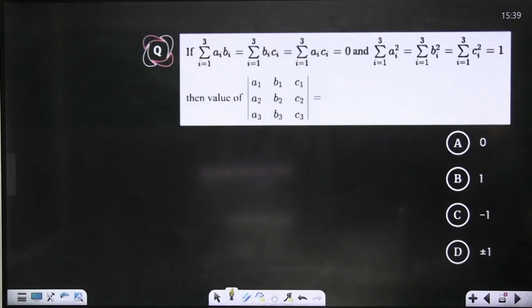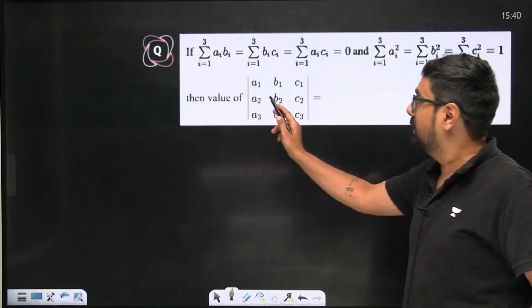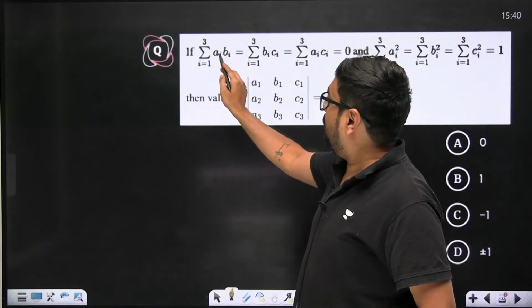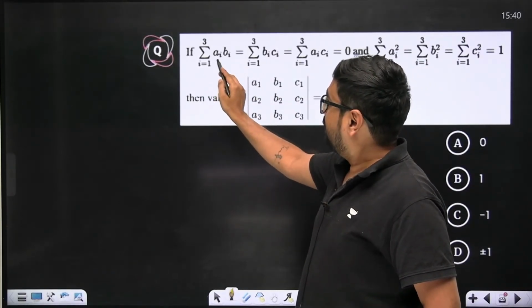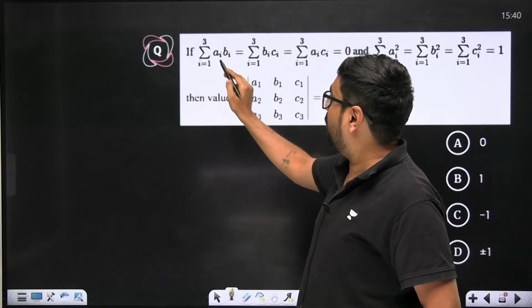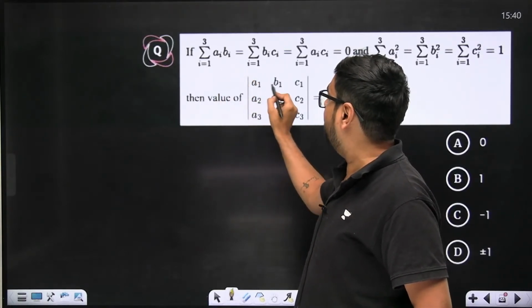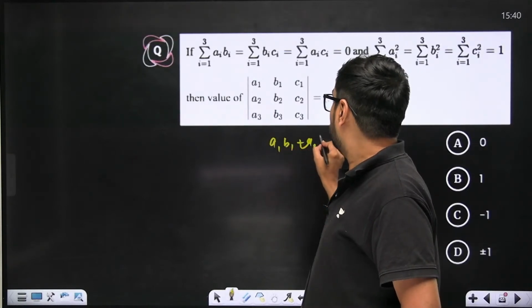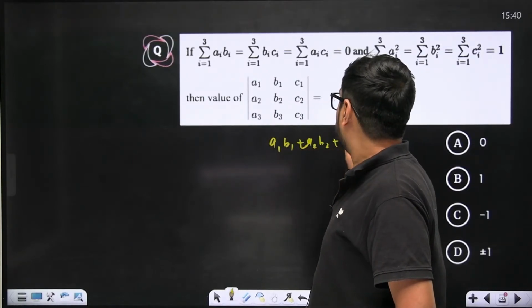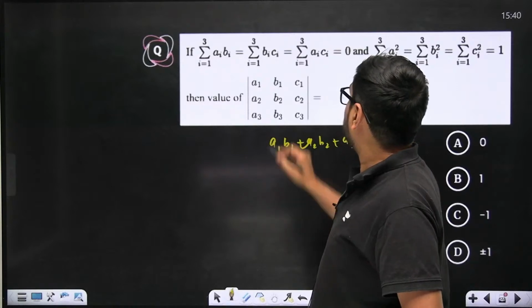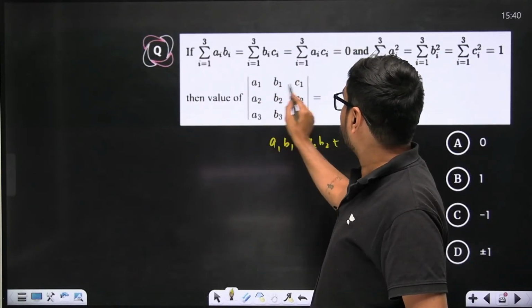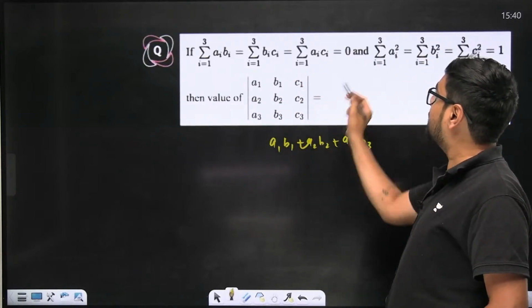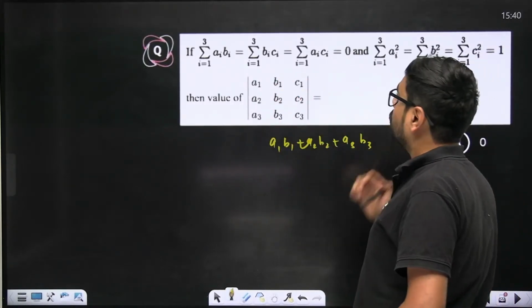These types of questions are also based on orthogonal matrix only. A1, B1, A2, B2, A3, B3. The sum A1, B1 plus A2, B2 plus A3, B3 is equal to 0. Similarly, B1, C1 plus B2, C2 plus B3, C3 equals 0, and A1, C1 plus A2, C2 plus A3, C3 equals 0. All are 0. That means this is orthogonal.